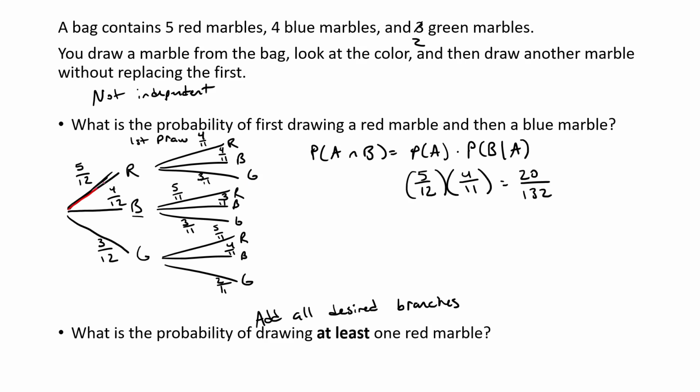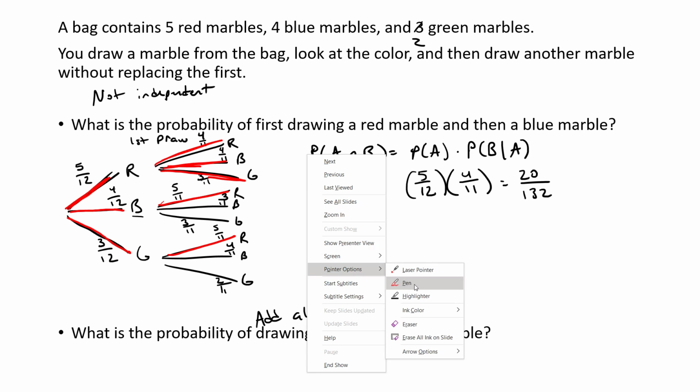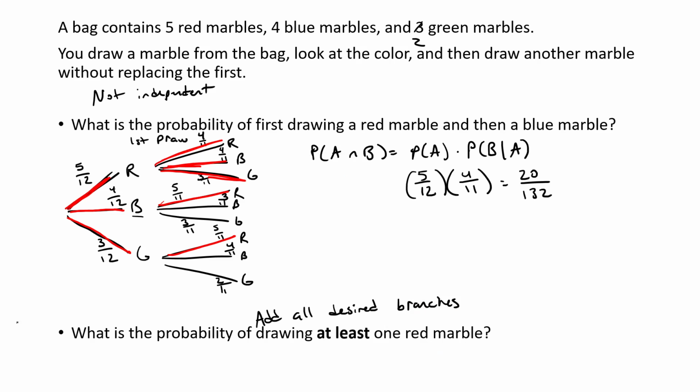So that would be this path with 2 red marbles, but that would also be this path and this path, because we would have drawn the first marble being red. But then we'd also have this path here, blue and red, as well as green and red. So there are 5 different ways that could happen. We don't have to go through all the math, the calculator could do this for us, but the setup would be the probabilities of all those branches added together.